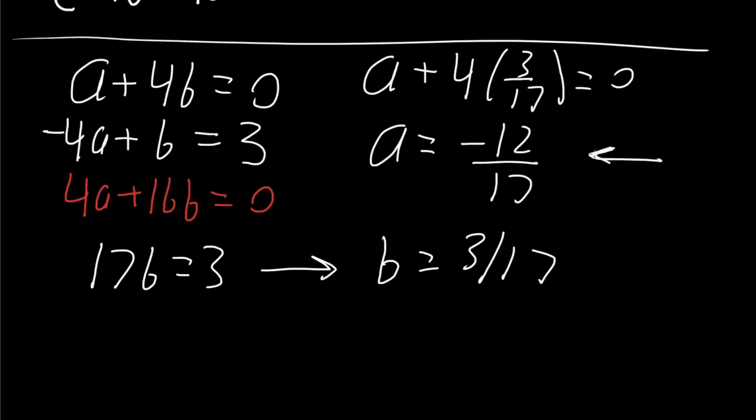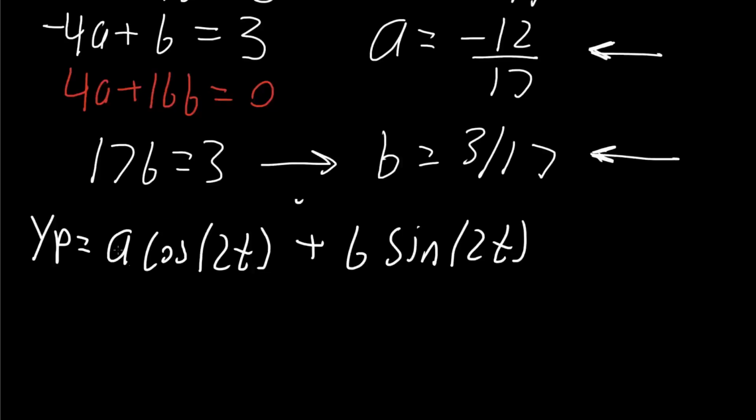So this is important, and this is also important. Originally we said that yp is equal to a cosine 2t plus b sine 2t. So we simply replace a with negative 12 over 17 and b with 3 over 17. Let me write that down. So a is negative 12 over 17, and b is equal to 3 over 17.